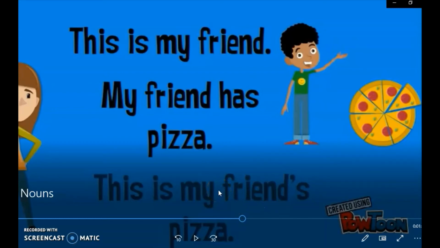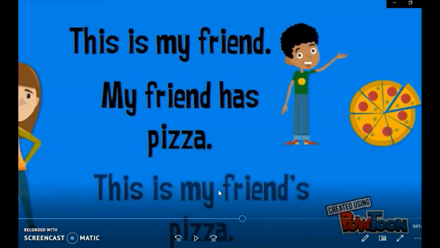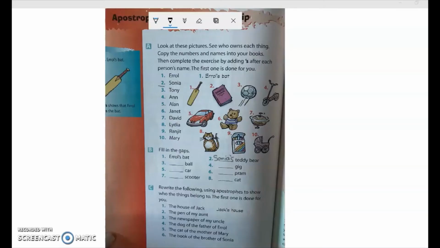So possessive nouns can be shown with common nouns or proper nouns, and singular or plural, but today we're practicing with singular nouns.